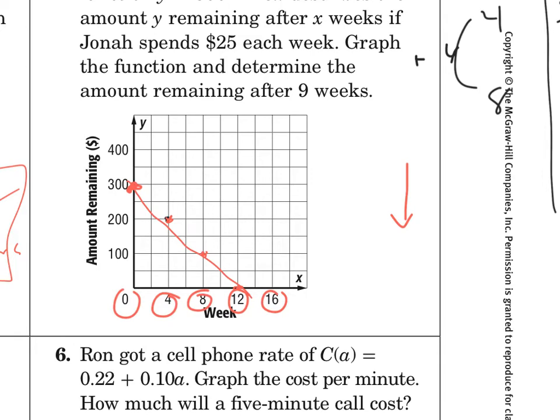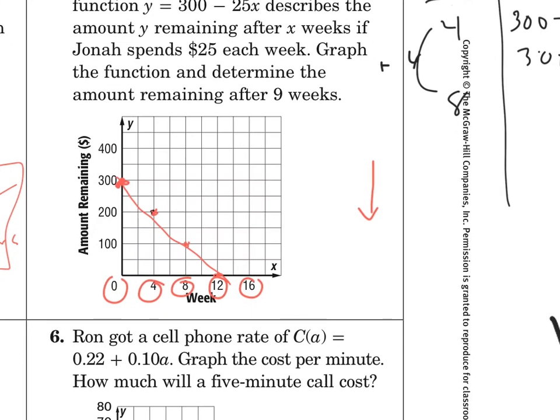Then it says to determine the amount remaining after 9 weeks. Well, the amount remaining after 9 weeks comes from the equation. What you're going to do is plug in 9. So if your equation is 300 minus 25 per week, then you're going to do 300 minus 25 times 9, the number of weeks. So it will be 300 minus $225, which is 9 times 25.